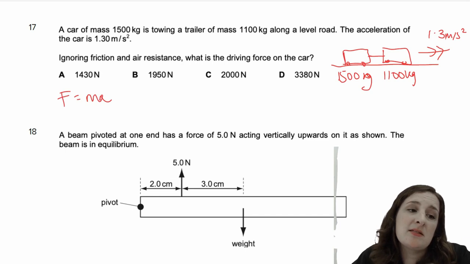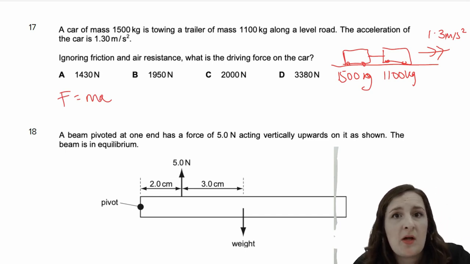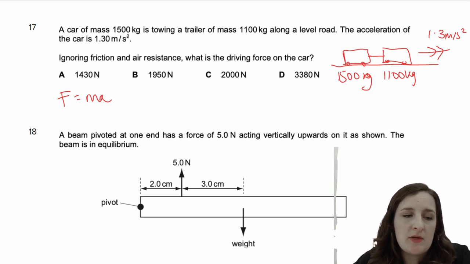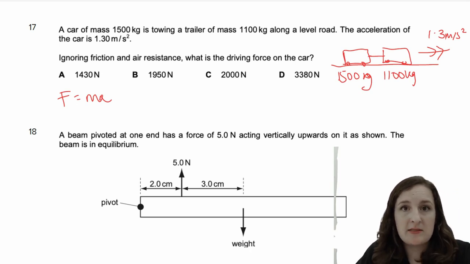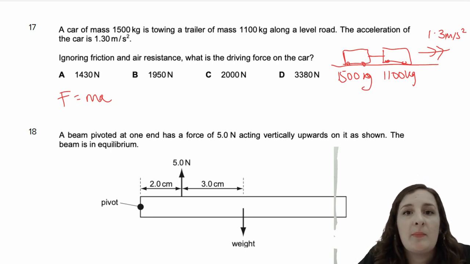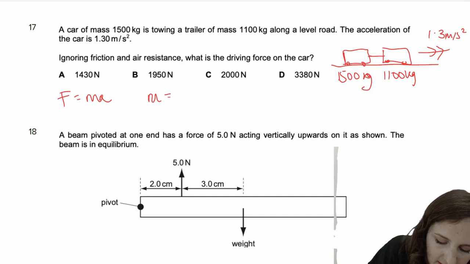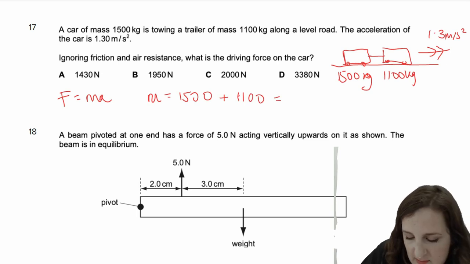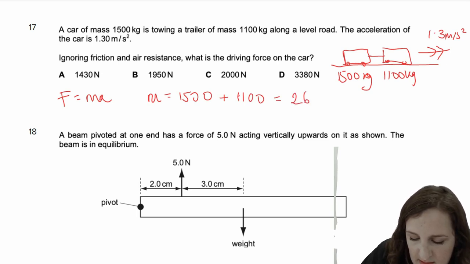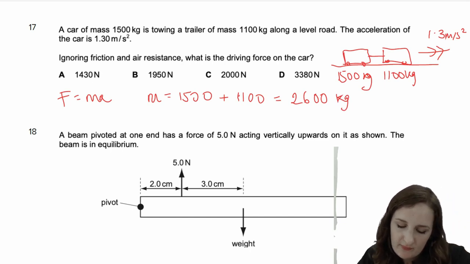Now in this case, the driving force of the car is having to pull both the car and the trailer. So it's really important that we add the two masses together to find the total mass of the total system being influenced by the force. So my total mass is going to be equal to 1500 plus 1100. This could be where people trip up. So that gets us 2600.